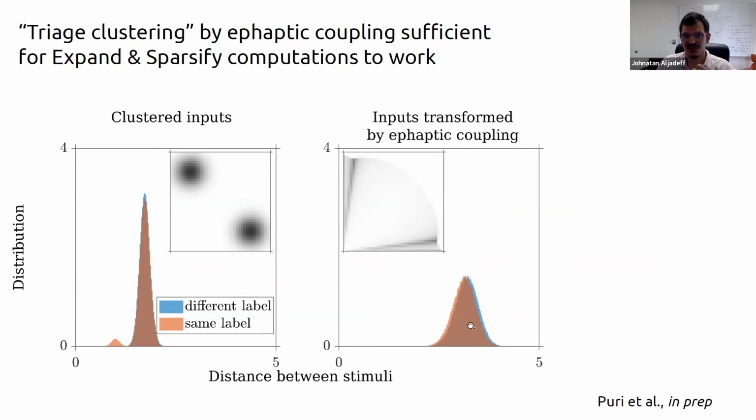Okay, so this shows that clearly there is some effect for the Ephaptic coupling. They push stimuli away, but this is not a clustered distribution.